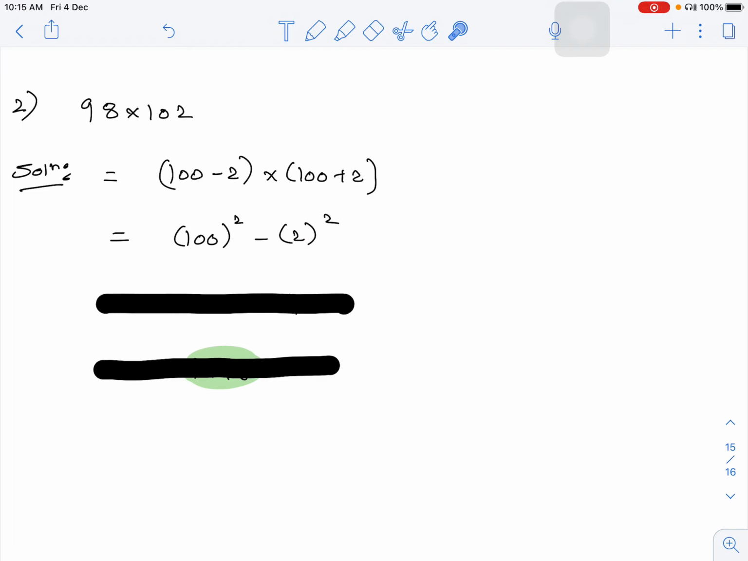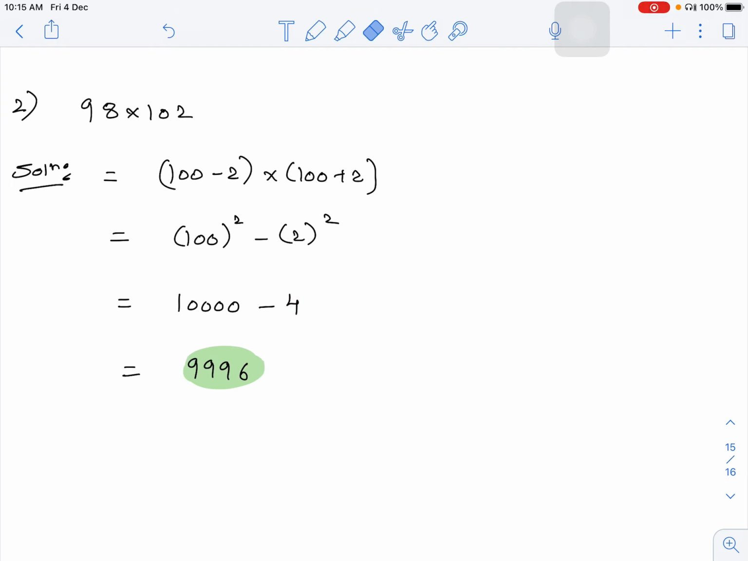Now 100 square is 1 square, which is 1. Here 2 zeros are there, in square it will become 4 zeros. Minus this 2 square is 4. So our final answer will be 9996. Okay, so 3 different methods we have learned today.